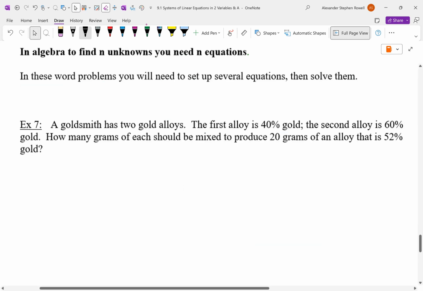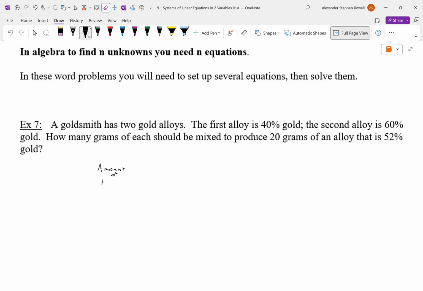We have a mixture problem. In algebra, to find n unknowns, you need n equations. So in this case, we have 2 unknowns. We need 2 equations. A goldsmith has 2 gold alloys. The first alloy is 40% gold. The second is 60% gold. How many grams of each should be mixed to produce 20 grams of an alloy that is 52% gold?